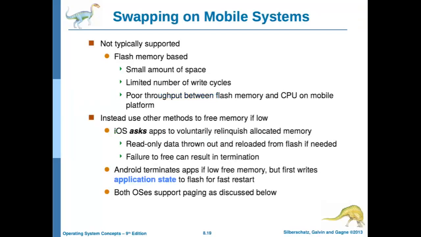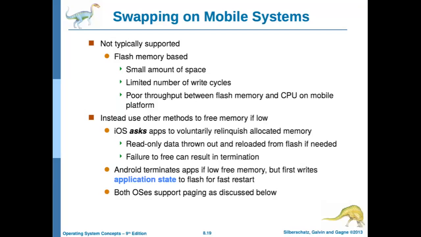Now, swapping on mobile systems is typically not supported. Mobile systems mainly make use of flash memory, so there is a small amount of space and a limited number of write cycles. The reason it is not supported is that it will definitely result in poor throughput. Instead, other methods will be used here.